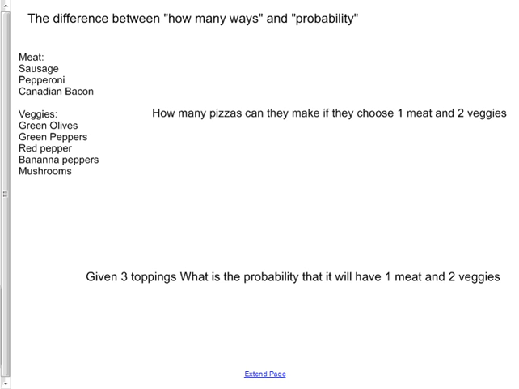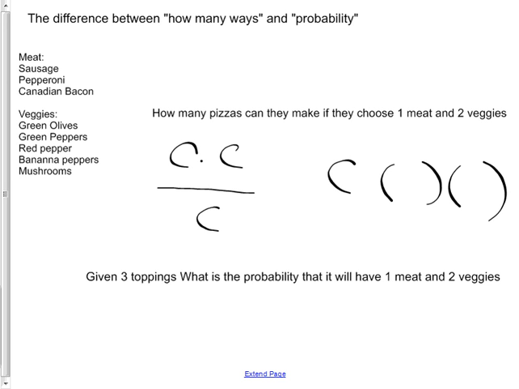All right, moving on. Let's talk about the difference between how many ways and probability. Remember that when it's a probability, you usually end up getting a big fraction, like the C times C over C kind of thing. The common exception to that is if you're doing binomial. Did you ever notice that the binomial ones were probability answers, but we didn't have to divide them by anything? Do you know why?